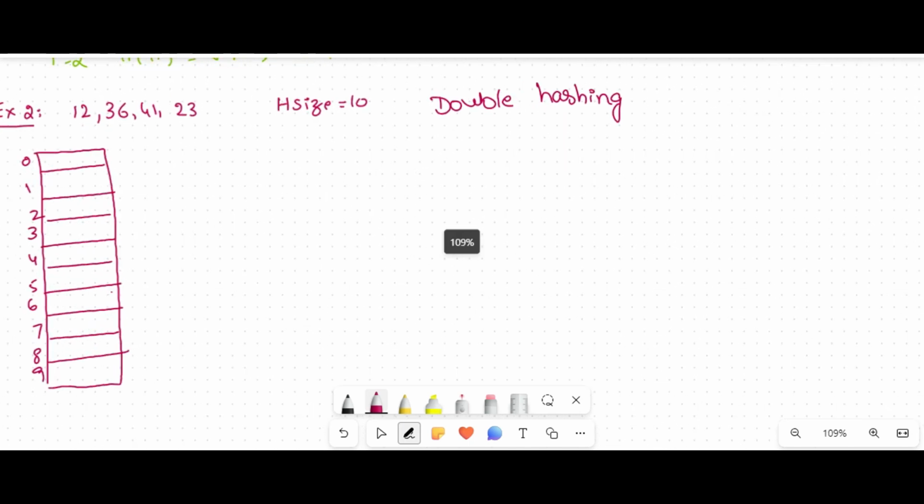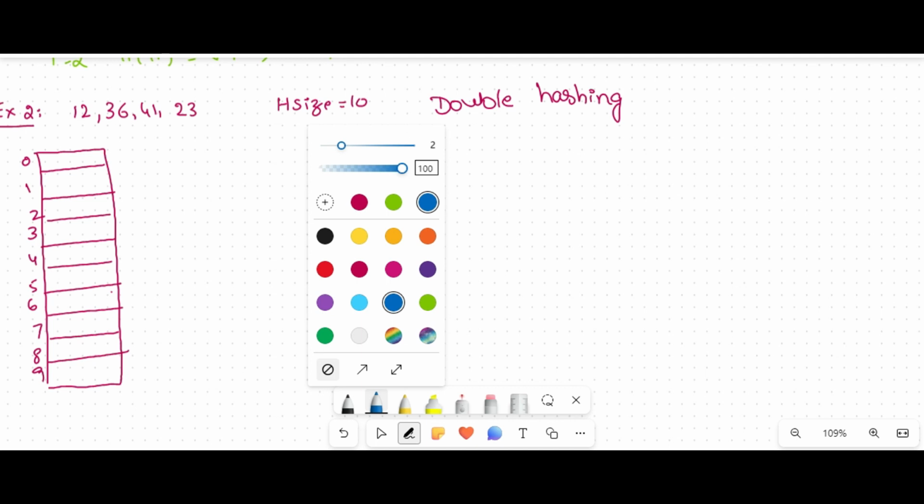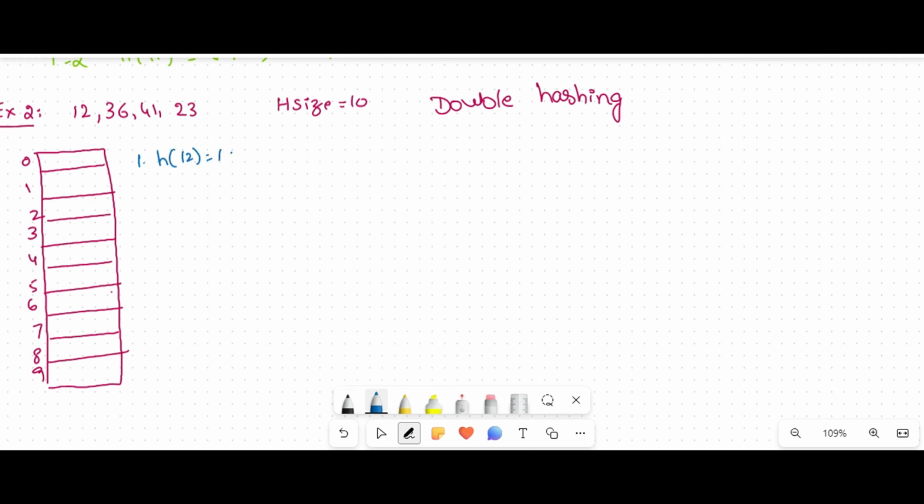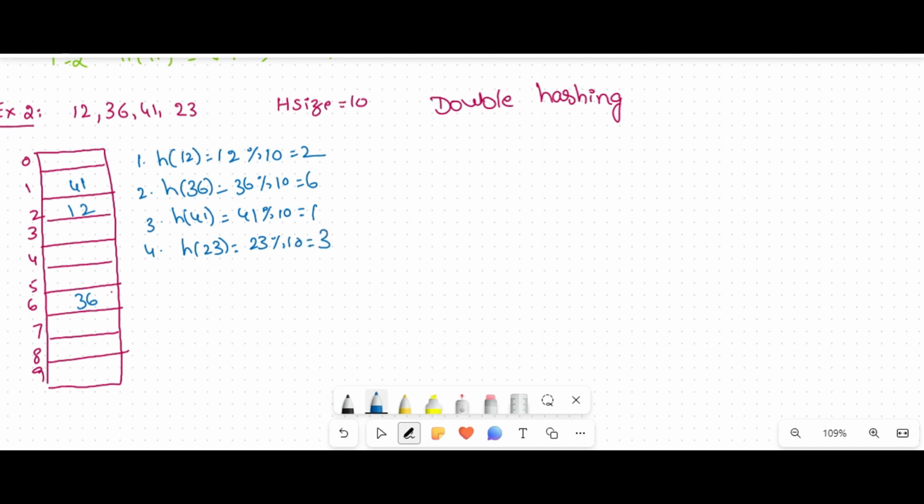Let us start finding the mapping address. So now, first one, h of 12 equal to 12 modulus 10, which is equal to 2. So 12. Next one, h of 36 equal to 36 modulus 10, which is equal to 6. So 36. Next, h of 41 equal to 41 modulus 10, 1. 41. Next, h of 23 equal to 23 modulus 10, which is equal to 3. Till now there is no collision. Now for example, I want to insert 22. Now h of 22 equal to 22 modulus 10, which is equal to 2.